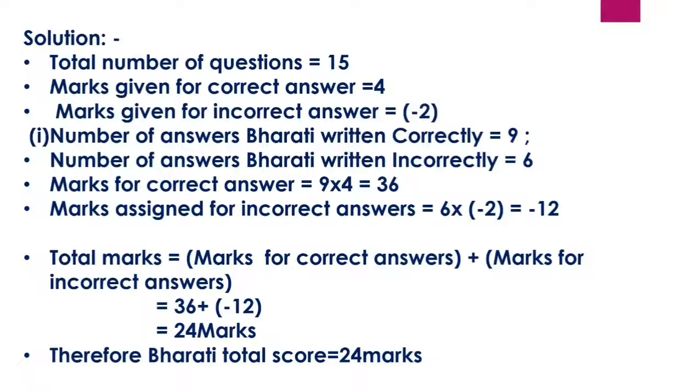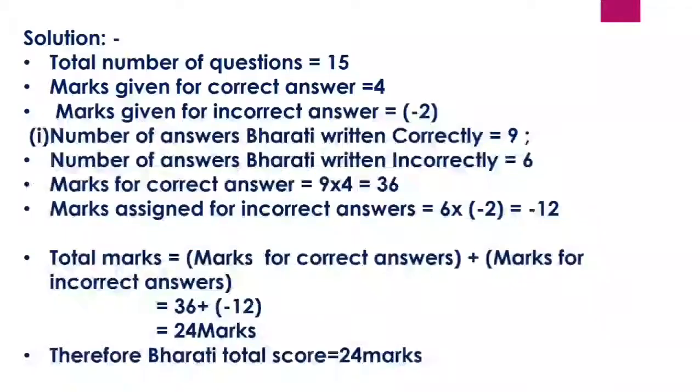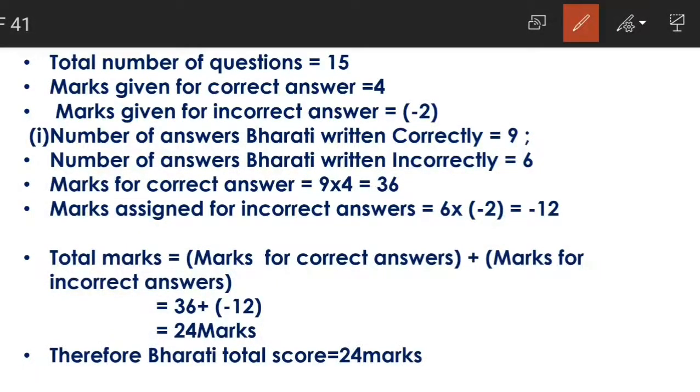So marks for correct answers: 9 are correct, so 9 into 4, 9 fours are 36. And marks assigned for incorrect answers: 6 questions are incorrect, so for these 6 questions we have to take negative marks. That is 6 into minus 2, that is equal to minus 12.